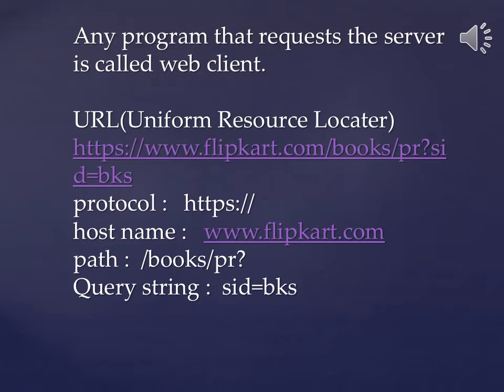Now, coming to the URL, it means Uniform Resource Locator. I'll explain about this URL in detail from the example below. You can see below there is an address, right? http colon slash slash www.flipkart.com/book slash pr question mark sid equals to bks. Now, every URL contains four parts: protocol, hostname, path, query string.